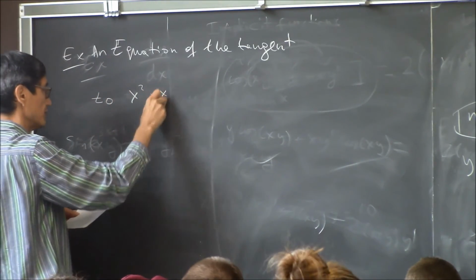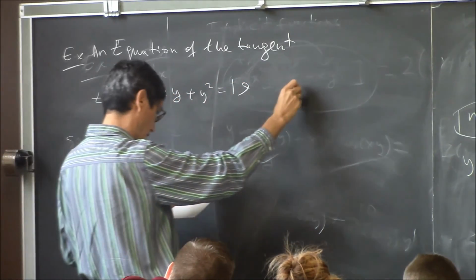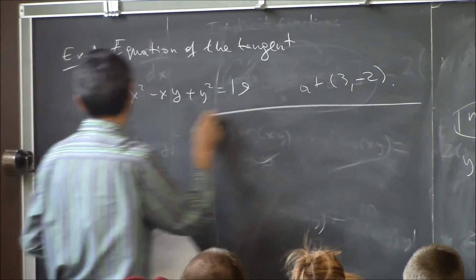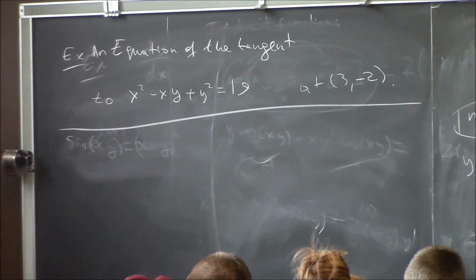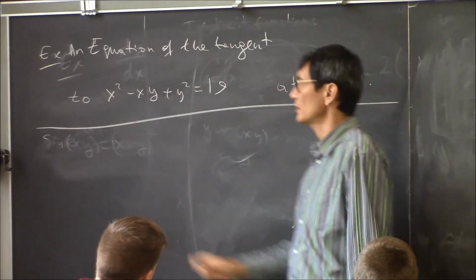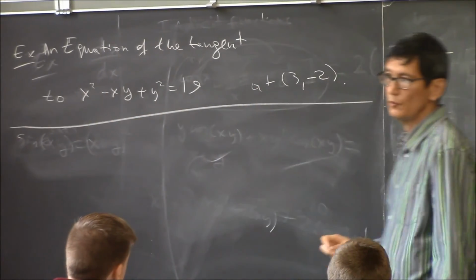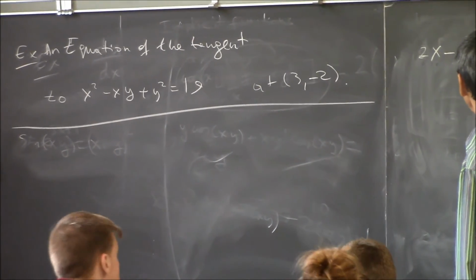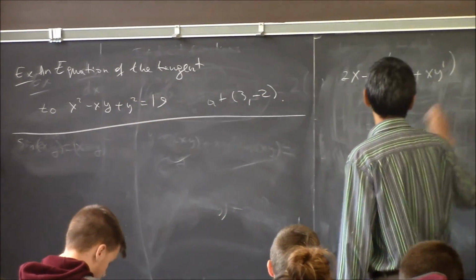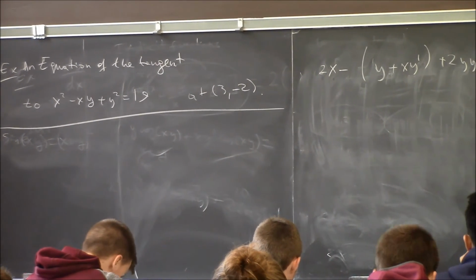Find an equation of the tangent to 2x squared minus xy plus y squared equals 18 at the point (3, -2). I'm going to give you a couple minutes to work on it. So the derivative of x squared is easy, it's 2x. Derivative of xy, don't forget to do the product rule, so it's going to be y plus x y prime. Derivative of y squared is 2y y prime. Equals derivative of 18, which is 0.